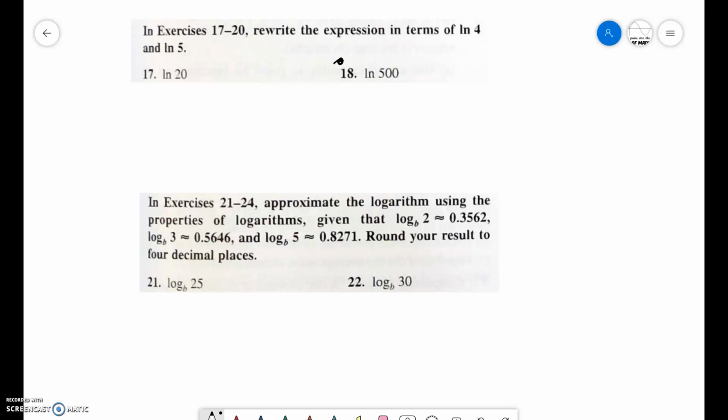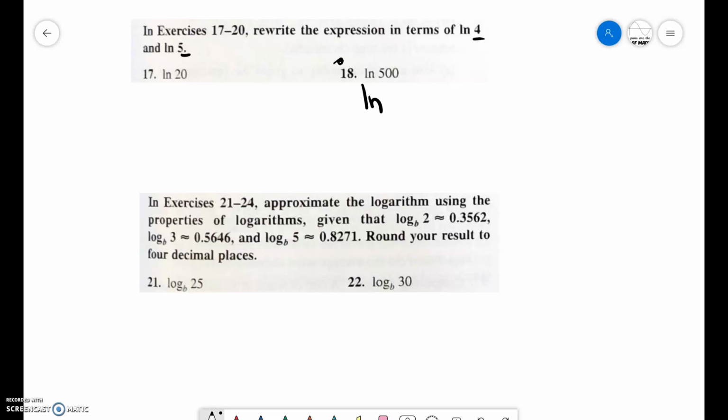Okay. So it says rewrite the expression in terms of ln 4 and ln 5. So you want to break this up into 4s and 5s. Now, to be honest, 17 and 19 are a little bit easier than 18 and 20, but I'm going to do 18. So what it wants you to do first is take the number and break it up into 4s and 5s. Well, you'd have to think about 500 a little bit here and break it up. I'm going to help you a little bit.